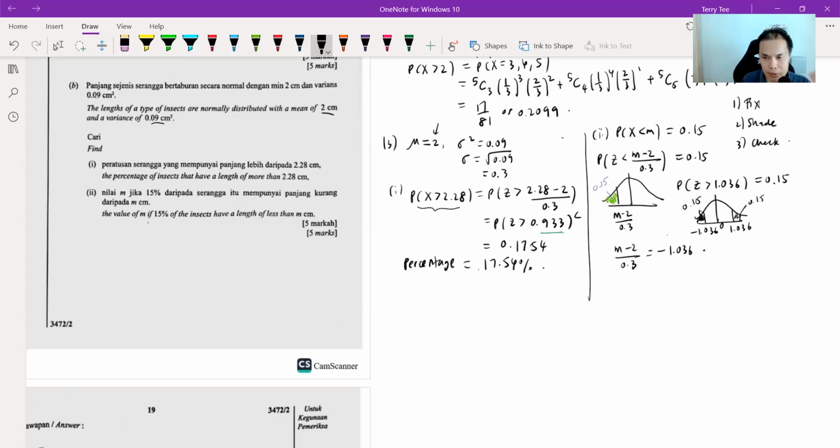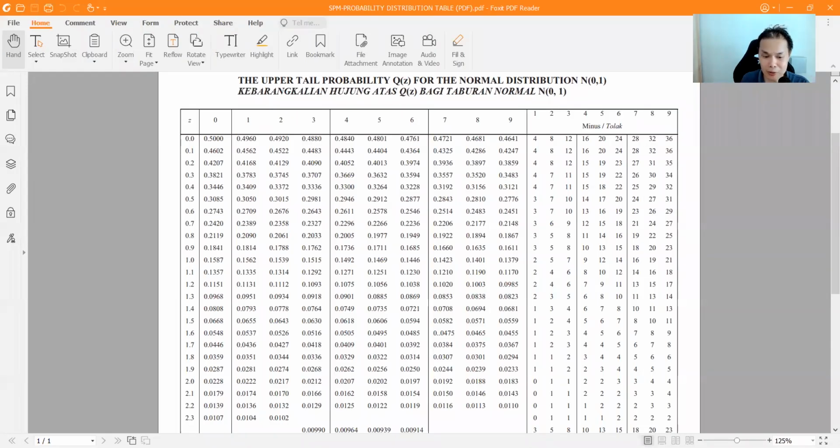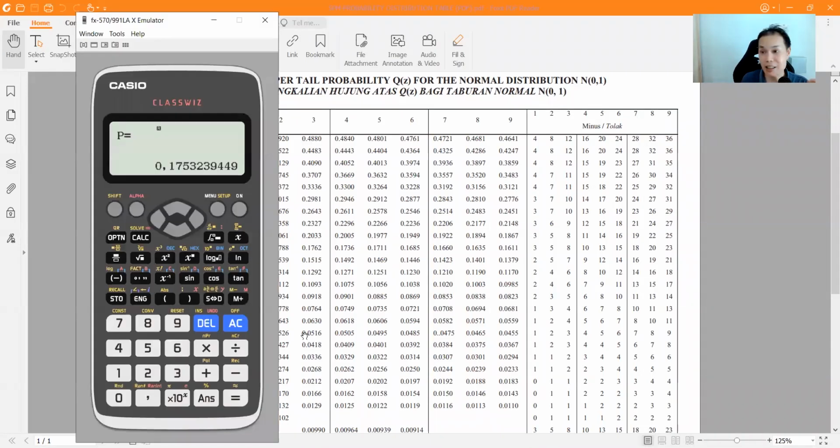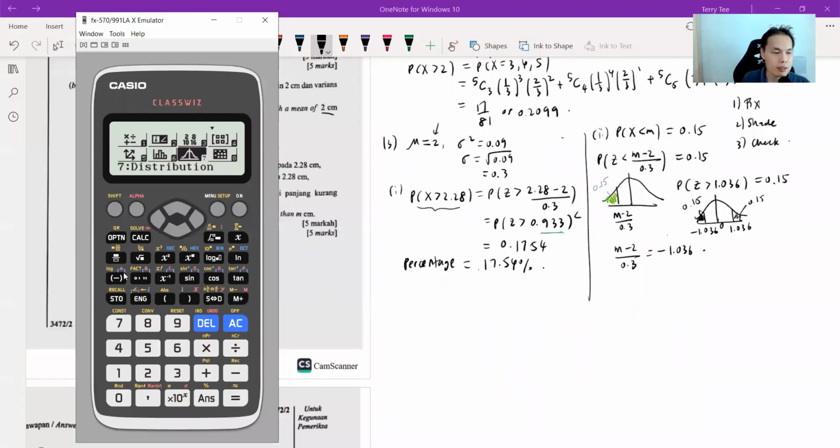Okay, I know some people say, wow, this table is very difficult, I don't want to use this. Well, invest in this calculator, right? As you press mode 7, you go to number 3, inverse normal. All right, your area in this case is 0.15. Let's say I just use the standard normal distribution, where your standard deviation is 1 and your mean is 0, okay? And you get negative 1.036 straight away.